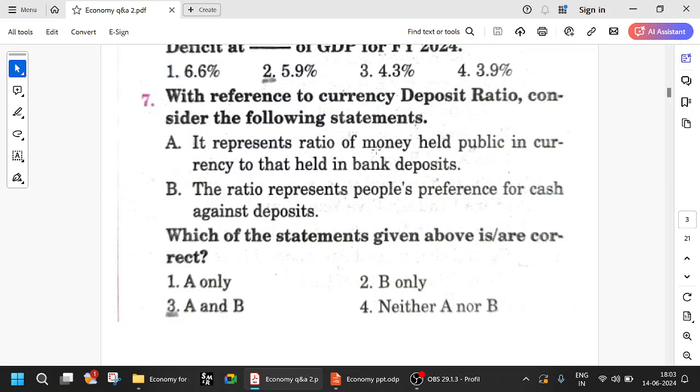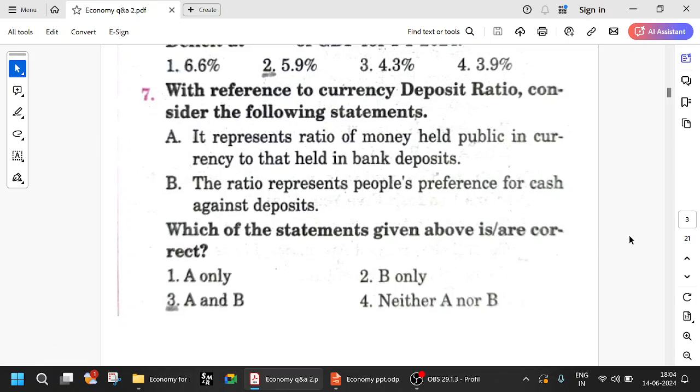It represents the ratio of money held by the public in currency to that held in bank deposits. It makes sense, right? Currency versus deposits: money held with the public and that in banks. The ratio represents people's preference for cash against deposits. Obviously, if the ratio is high, the money held by the public is high, which shows people prefer cash over putting deposits in the bank. So both A and B are correct. Don't go into too much depth.